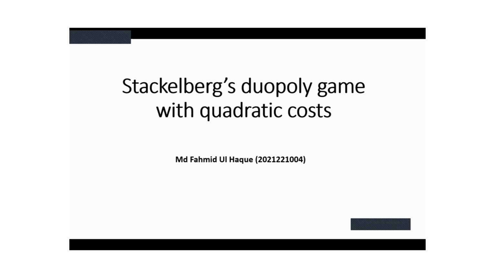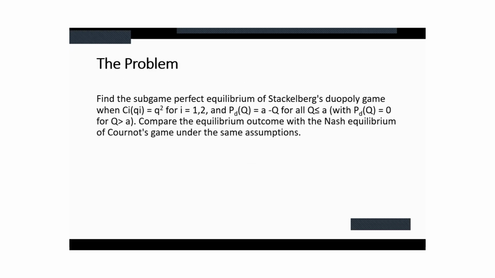Today, we'll be discussing Stackelberg's duopoly game with quadratic costs by solving a problem set. So let's see and analyze the problem first. The problem says: find the subgame perfect equilibrium of Stackelberg's duopoly game when marginal cost equals q squared for i equals 1, 2, and market clearing price equals a minus q for all q less than or equal to a. Now, to understand the problem, we first have to understand Stackelberg's duopoly game.